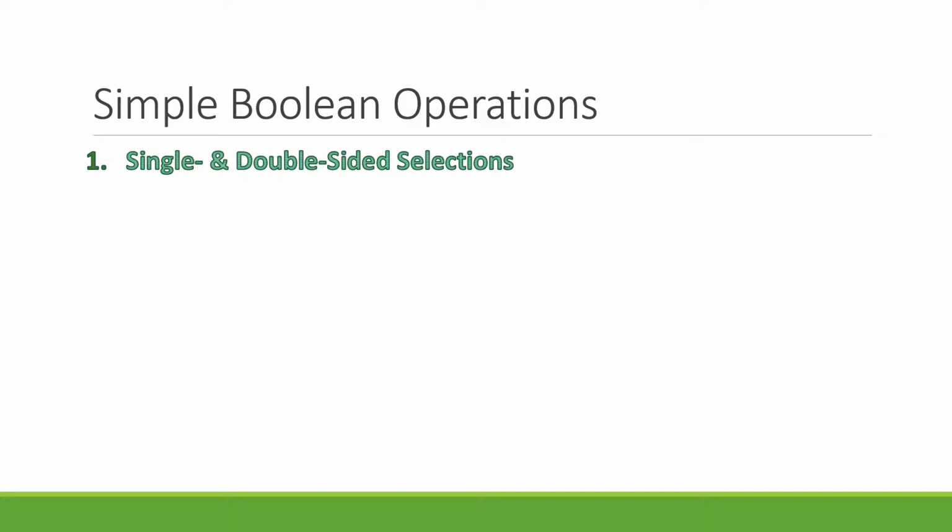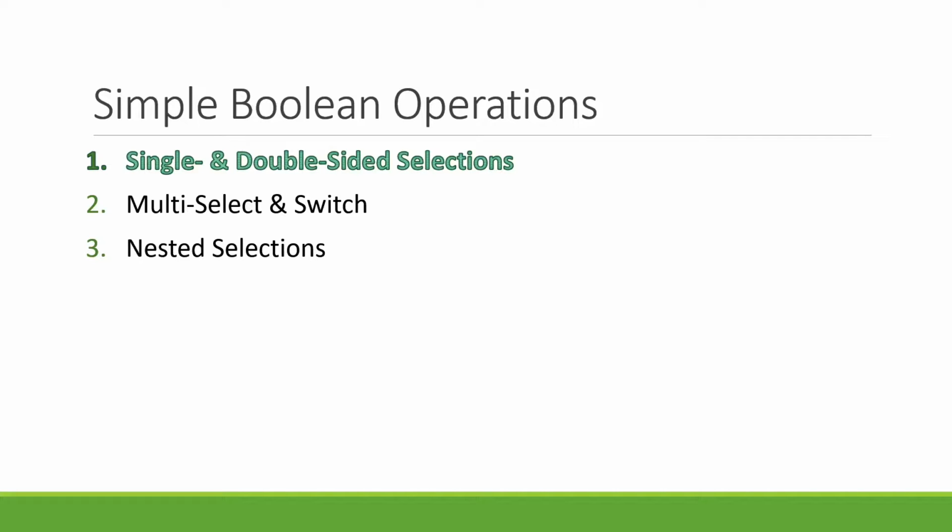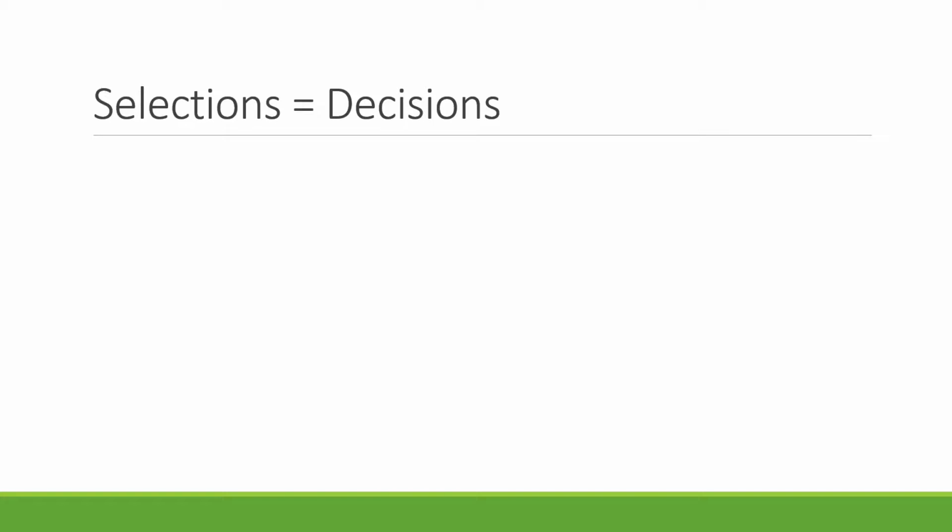In this first video, we'll look at single and double-sided selections. In the next video, we'll learn about multi-selections and the switch statement. In the third video, we'll see how nested selections work. And in the last video, we'll look at some common errors programmers often make with selections and how to avoid them. In programming, it's common to have your code make decisions.